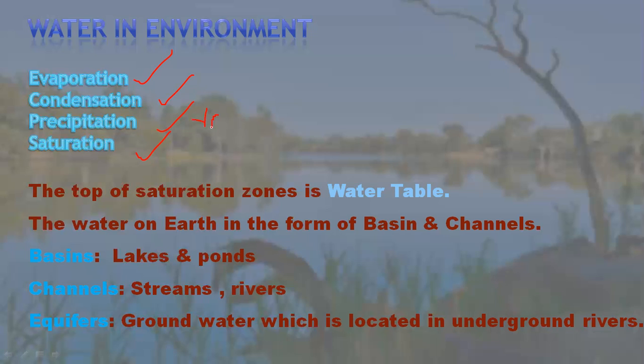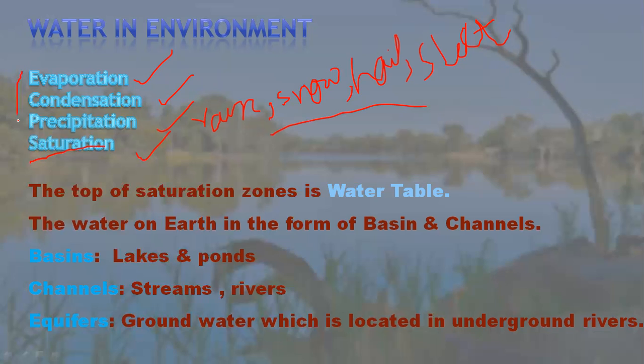Precipitation has lots of forms, like rain, snow, hail, and sleet also. Sleet is actually, we can say, when the rain is mingled with snow or hail. So when hail or snow comes back on the earth with the rain, that is called sleet. So these are the different forms of precipitation. When the water comes down in precipitation form, it gets saturated on the ground.